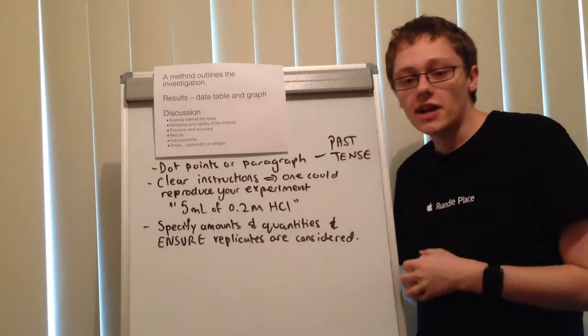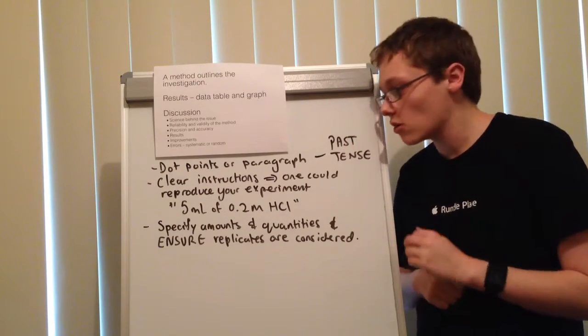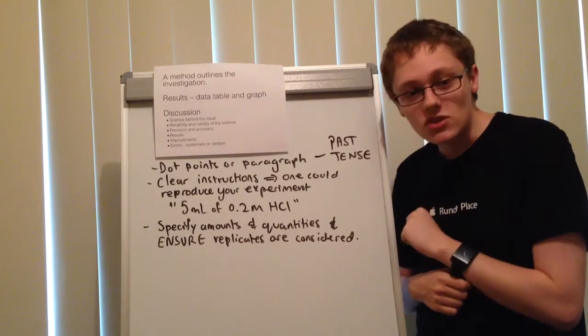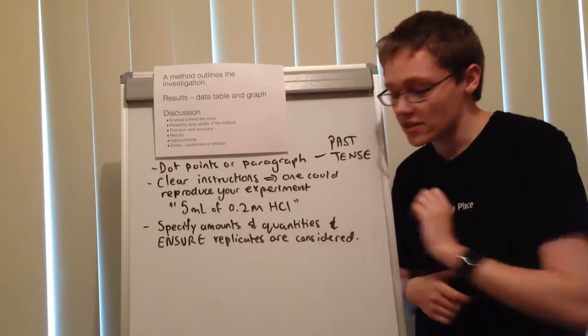A method outlines the investigation and is essentially a procedure. So, when writing a method, you can do it in either dot point or paragraph form, depending on which is appropriate for the style of Prac report. However, it is always written in past tense. There should be clear instructions.